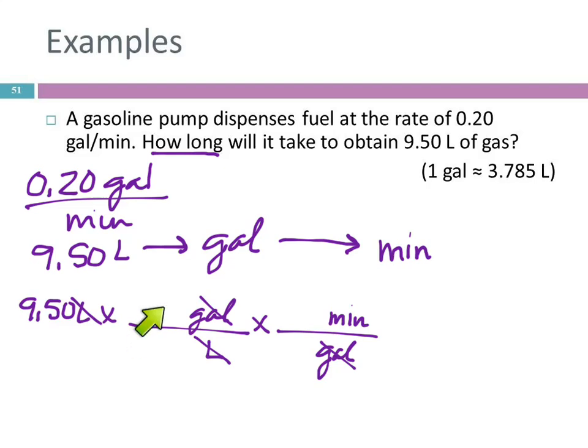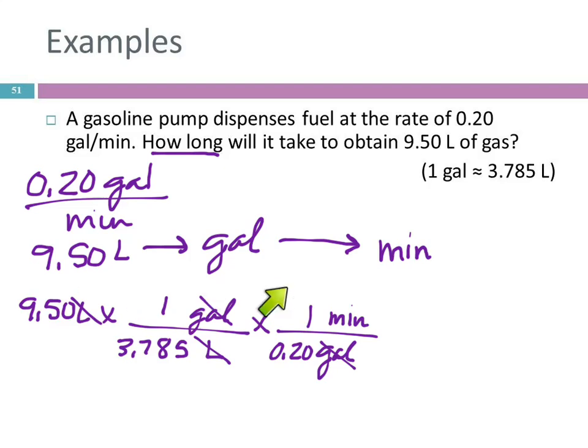Now I look for numbers to relate these two things. Gallons and liters. That's not this one, but here, gallons and liters. So 1 gallon, 3.785 liters. And then minutes and gallons would be this one. 0.2 gallons, so 0.2 goes in the denominator. And you can put a 1 up there if it makes you feel better.